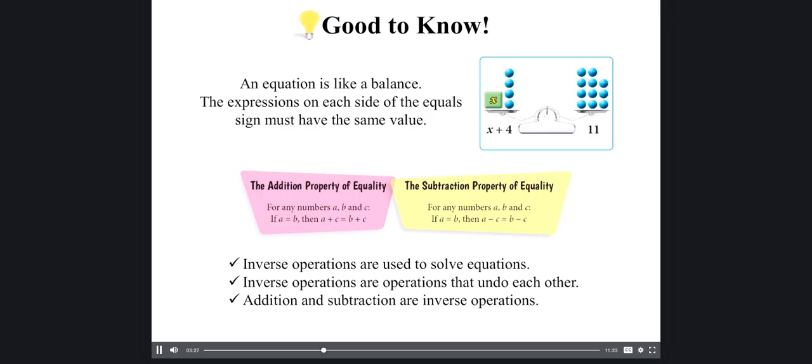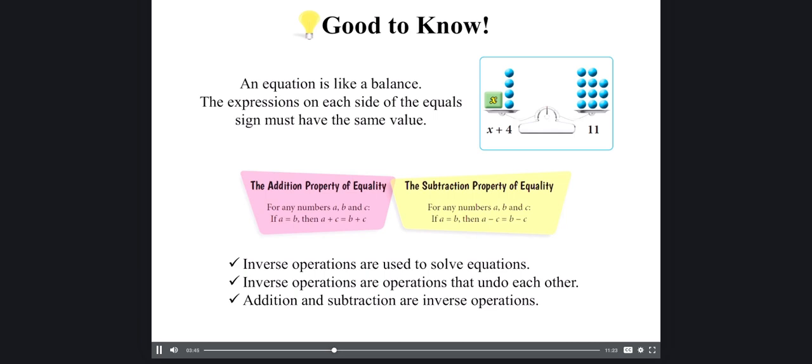For example, to determine the value of x in the scale pictured here, 4 blue circles would need to be removed from each side of the scale to keep both sides equal. The value of x in the model is 7, because 7 plus 4 equals 11.